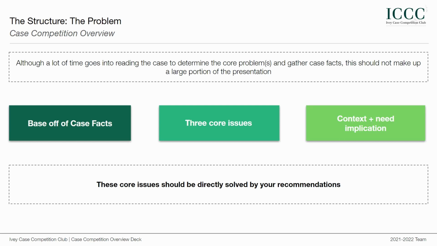So typically how we do it at ICCC is that we have 3 core problems that we identify, and we have 3 recommendation pieces, and each recommendation piece aligns with one of the core problems. So core problem 1 is solved by recommendation 1, core problem 2 is solved by recommendation 2, core problem 3 is solved by recommendation 3.